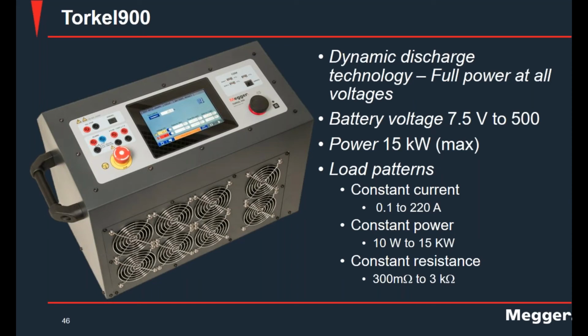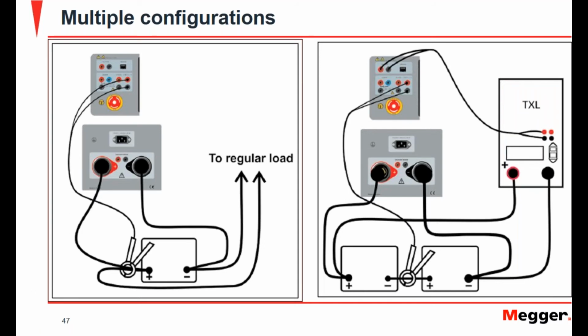depending on the voltage. And you can also set the test instrument's discharge to be constant power or constant resistance within those ranges that we have there. And you can do multiple configurations. So if you are using the regular load of the battery, you can use an external CT to be able to measure the total current so that the instrument can regulate.